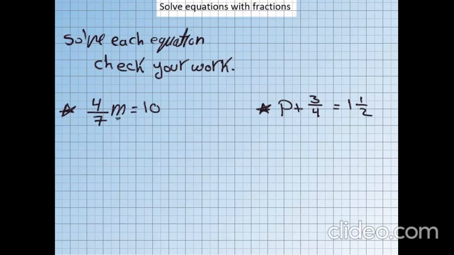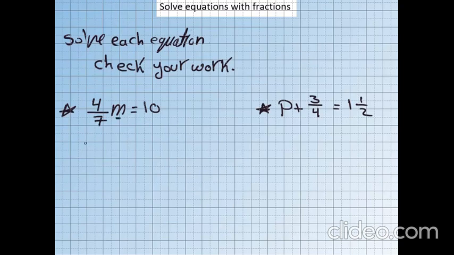We do the inverse operation. What is the operation between 4 over 7 and m? The operation here is multiplication, and the inverse of multiplication is division. Every time, the inverse of multiplication is division. Now we can say we'll divide both sides by 4 over 7.